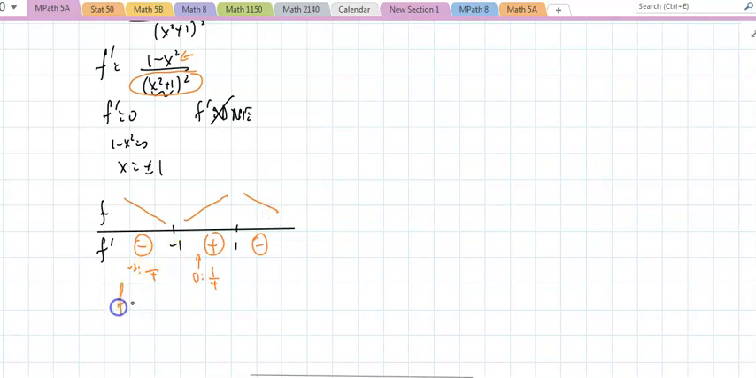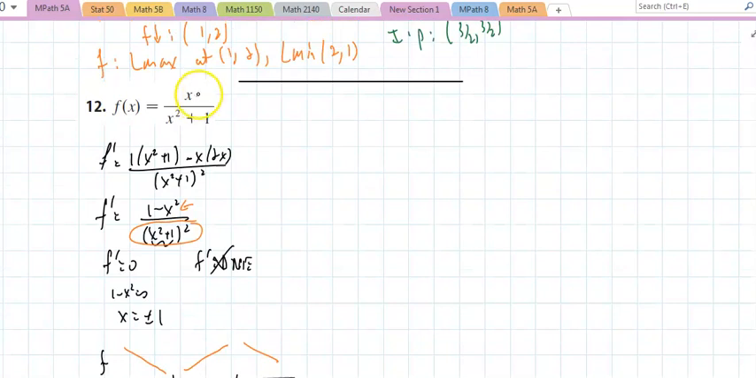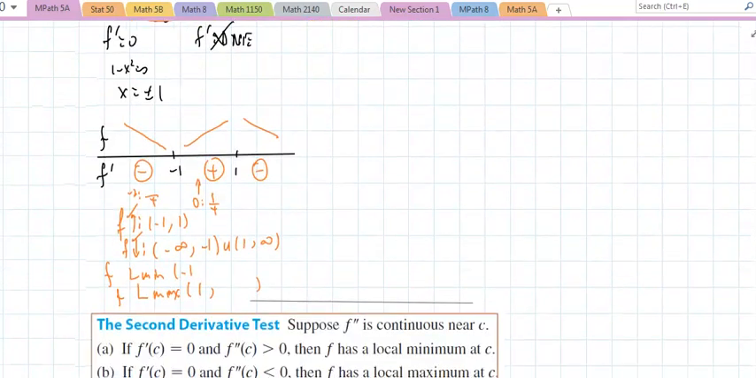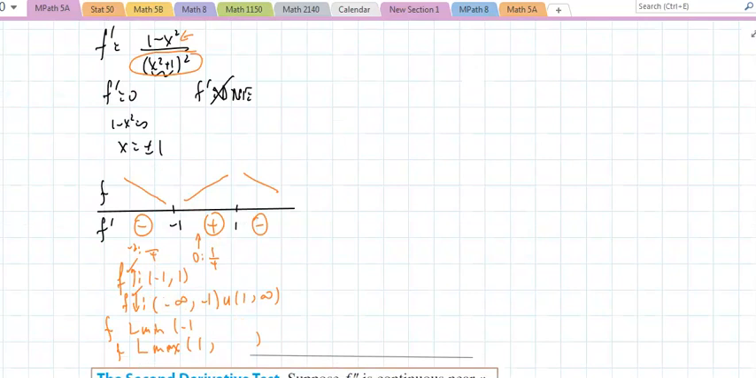And we want to say that f is increasing from negative 1 to 1. F is decreasing from negative infinity to negative 1, union with 1 to infinity. We have a local minimum at x equal negative 1. F is decreasing, then increasing, then decreasing, and f holds a local max at x equal 1. And I could go to the function itself. If I put a 1 in there, I'll get 1 half, negative 1, negative 1 half. So 1, 1 half, and negative 1, negative 1 half.